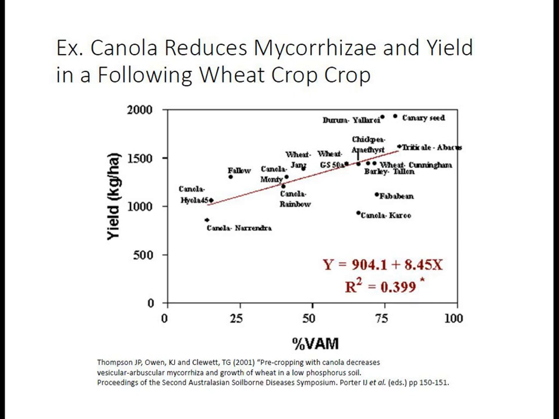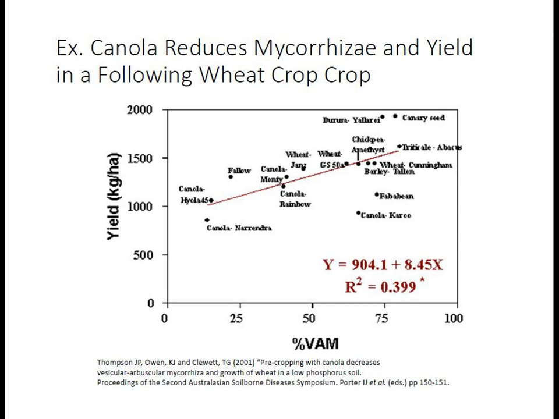And one of the things you see is the lowest yields tend to be crops where canola was grown the year before. Okay, you see that? Like the two furthest left points, canola hyola and canola narindra. Those are different hybrids of the canola, and there's even fallow in there, and even those two fields were lower than the fallow field. So there is an impact of our choice of previous crop.